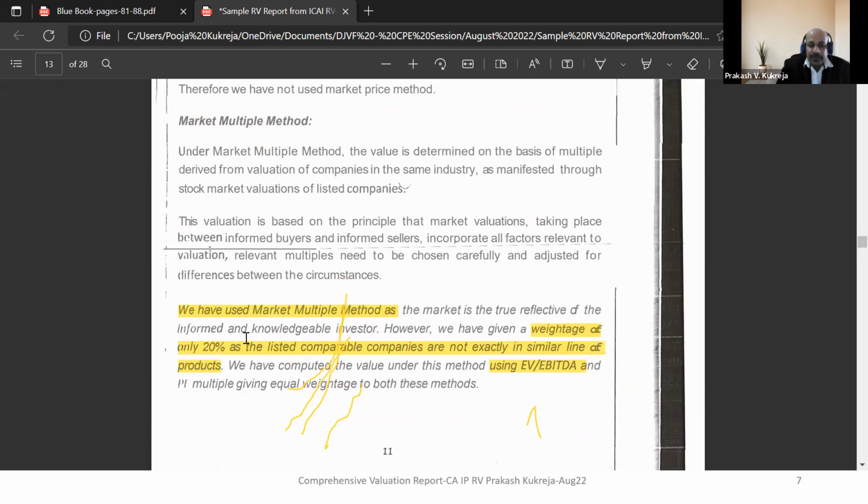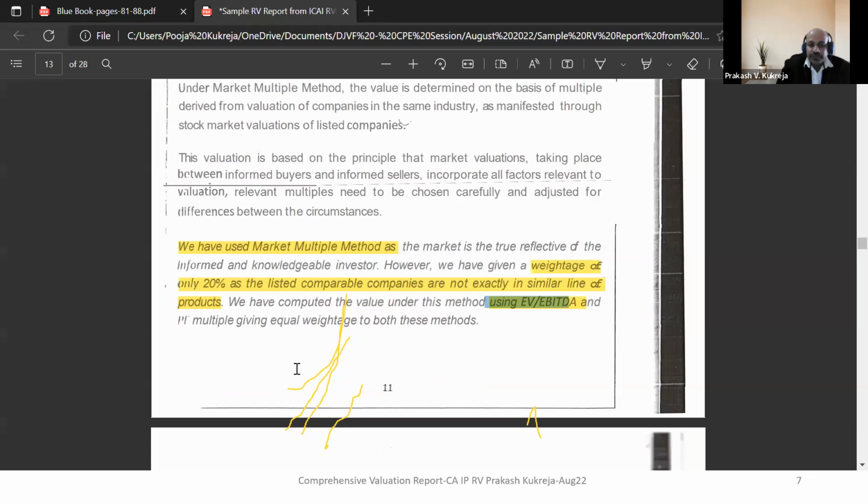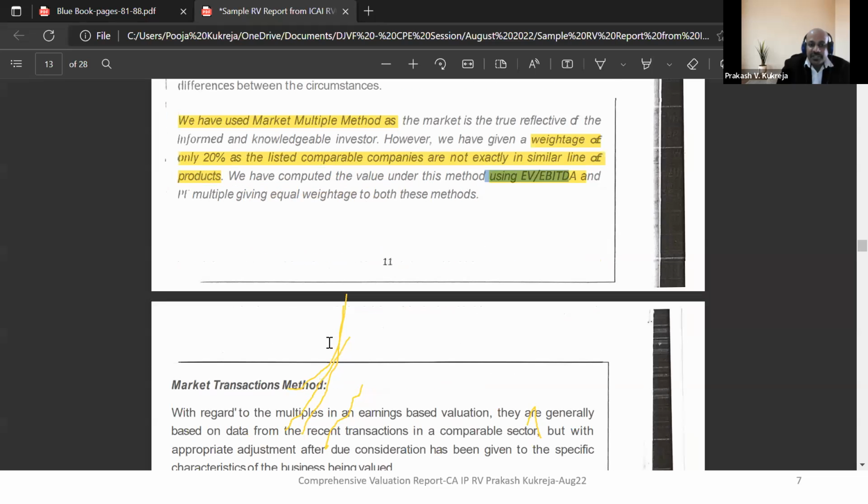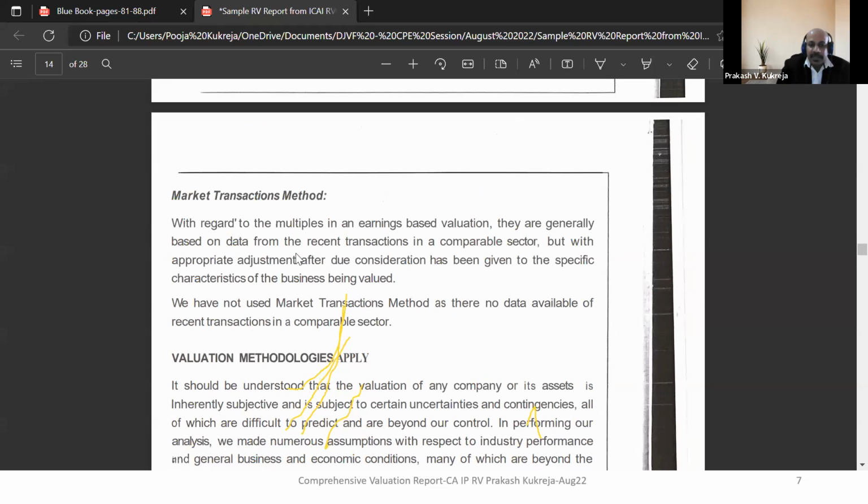But we have used the market multiple method, and the weightage of this is 20%, based on listed comparable companies. And why 20%? Because they are not exactly in a similar line of products. So again, you are using another approach and method with a specific weight, but you are justifying why the weight is only 20%. And within this specific method, you are using the EV upon EBITDA approach. Then we have the market transaction method, valuation methods applied.